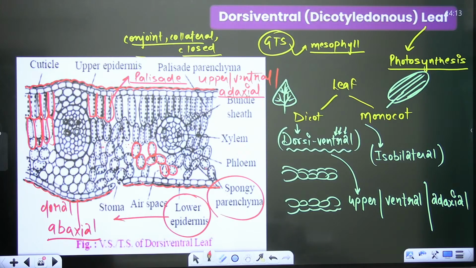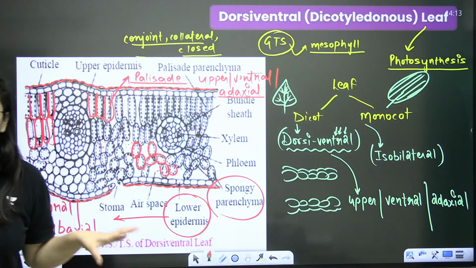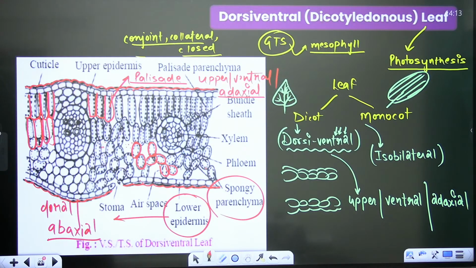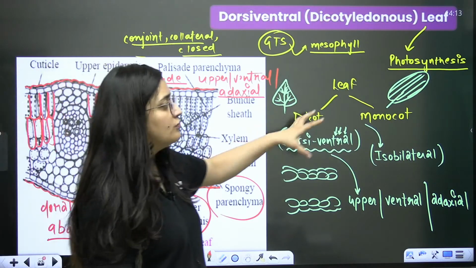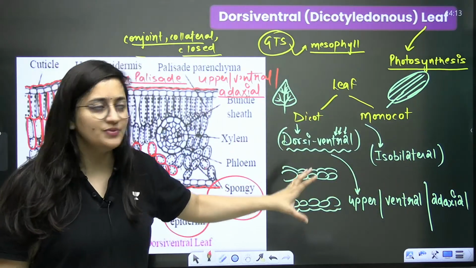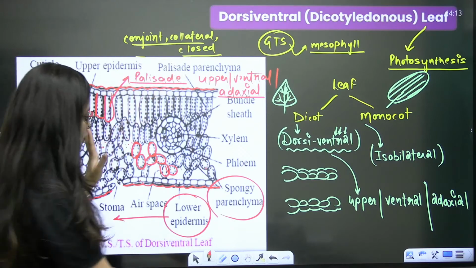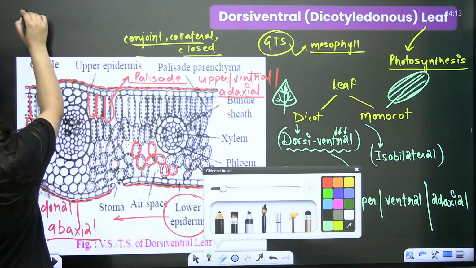So when you look at the vascular bundle, I told you already, what type of vascular bundles are there? Conjoint, collateral and closed. Repeat, bache. Conjoint, collateral and closed. Vascular bundles are the same, even in your monocots, even in your dicots. They are going to be the same: conjoint, collateral, closed.